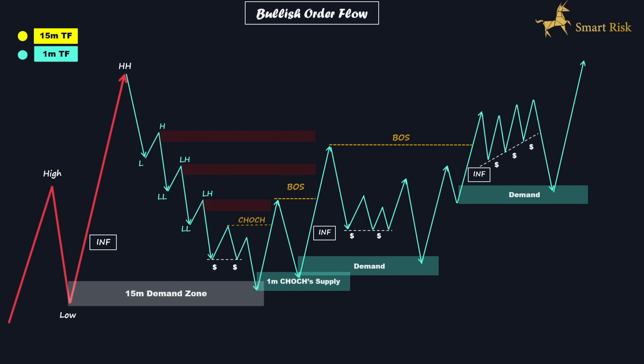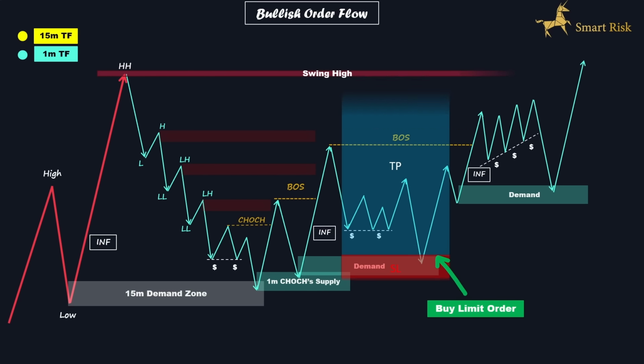Here, all the mentioned criteria are met. Next, we place our buy limit order at the highest point of the demand zone, with the stop loss a few pips below the lowest point of the area. For the take profit, the target is the swing high at the extreme.